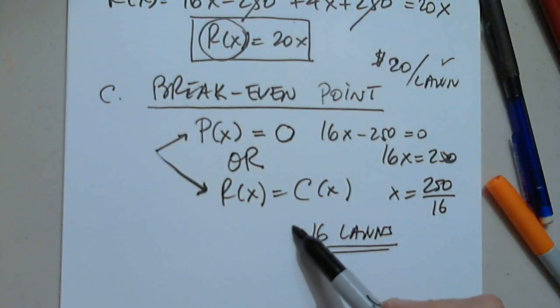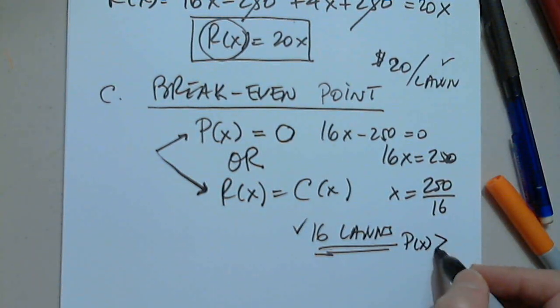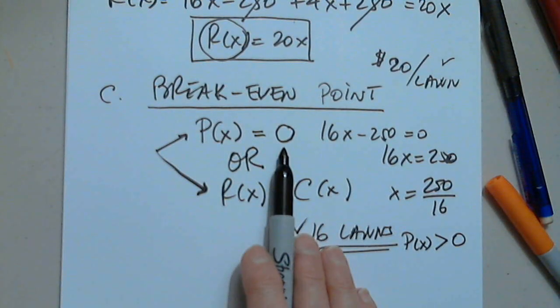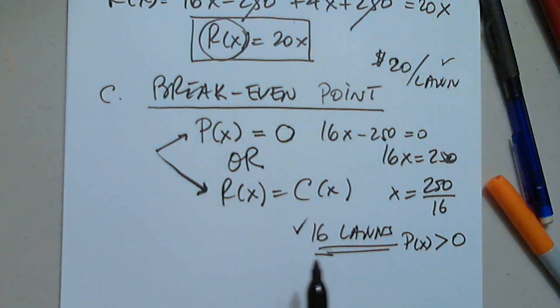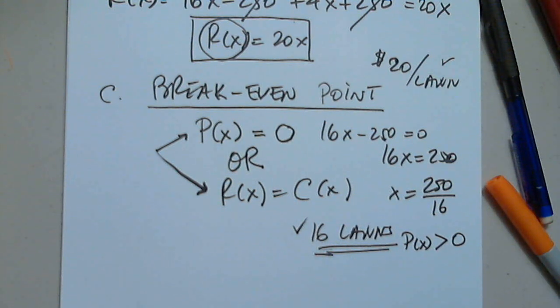So from the moment he finishes the 16th lawn, he will start making profit. From here, his profit will become more than 0. Before mowing 16, he is in the minus. He's not covering his costs. He didn't even get to have profit 0. But at 16, his profit is 0. So from this moment on, he will start making money. Any questions? And these are all linear functions, of course. Any questions?